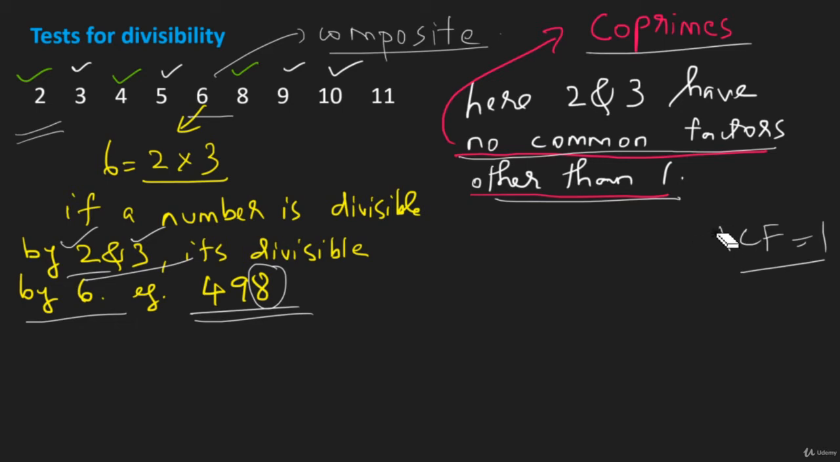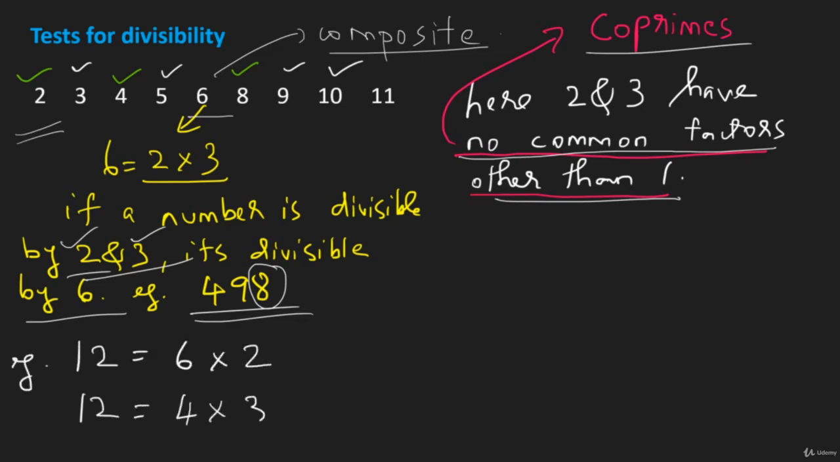Let's take one more example so that you understand this rule very well. Say you want to check whether a given number is divisible by 12. Now I can write 12 as 6 into 2, or I can write 12 as 4 into 3. Now you need to know that checking whether the given number is divisible by 6 and whether the given number is divisible by 2 is not sufficient to establish that the given number is divisible by 12.